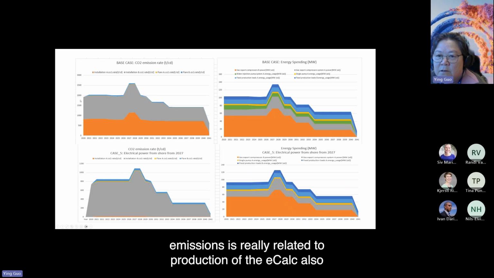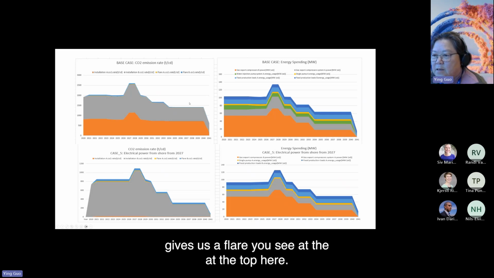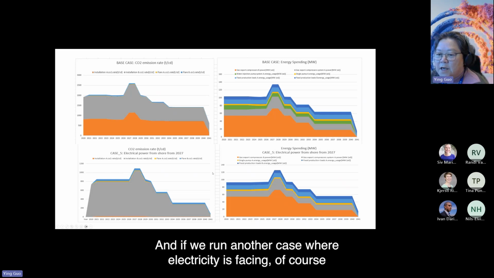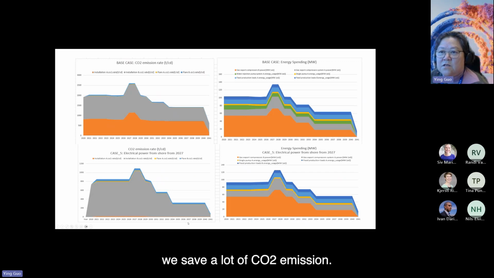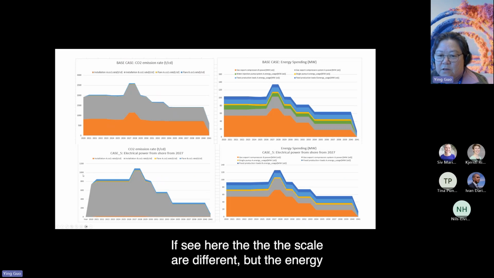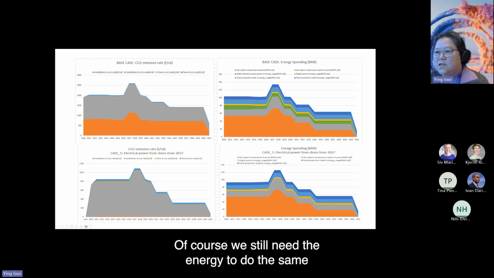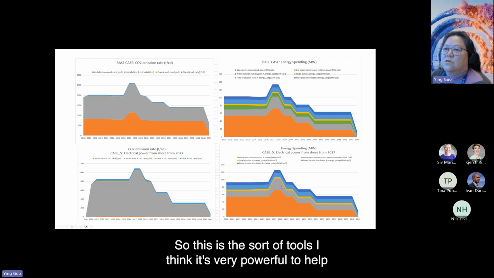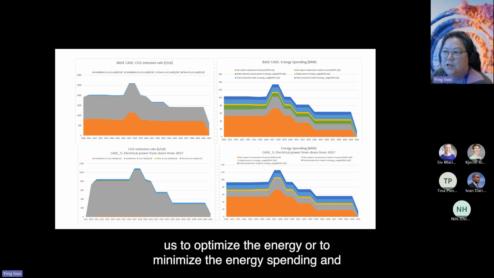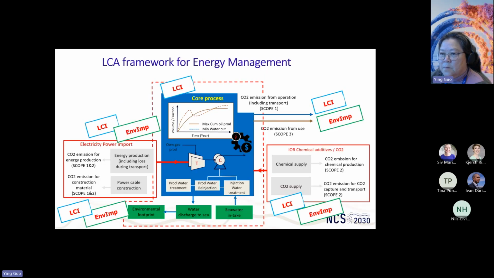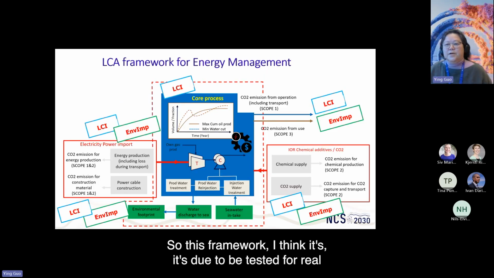eCalc also gives us the flare, which you see at the top here. And if we run another case where electricity is phased in, of course, we save a lot of CO2 emissions. If you see here, the scales are different, but the energy spending is not very different. Of course, we still need the energy to do the same operations. So this is a tool that I think is very powerful to help us optimize or minimize the energy spending and, i.e., also CO2 emissions.